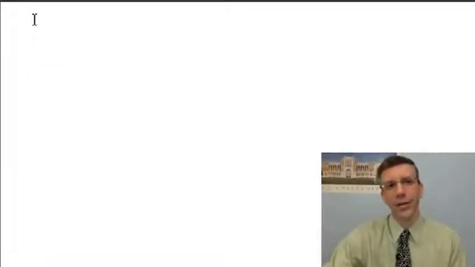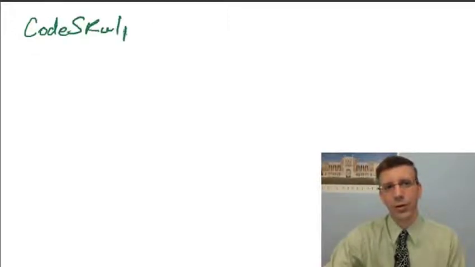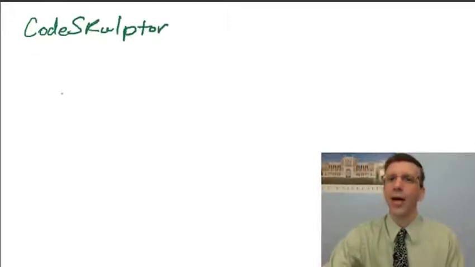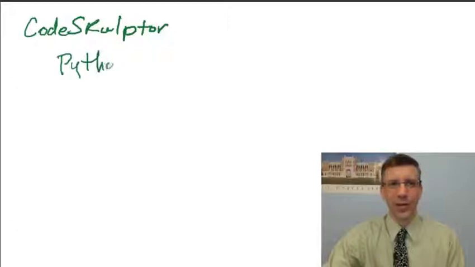The environment we're going to use in this class is called CodeSkulptor. Now why do we call it CodeSkulptor? Well, because you're going to be sculpting code. All right, what is CodeSkulptor? Well, it's a Python development environment. Why Python? Well, Python is a programming language that is relatively easy to use and learn, but is still quite powerful. And for that reason, you find it in use in a lot of introductory programming courses.